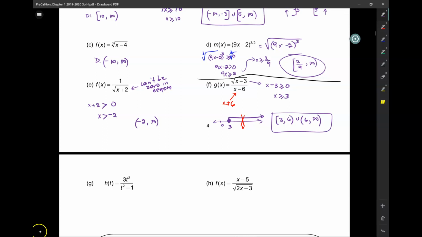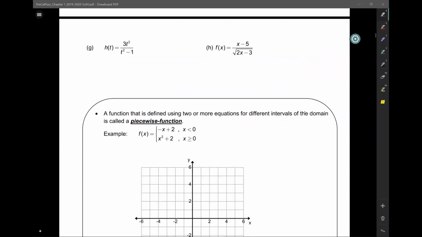Right? Okay. It has to be greater than 0 for h, not equal to. So it's just 2x minus 3 greater than 0. So 2x is greater than 3. Divide by 2. X is greater than 3 over 2. So it's open.